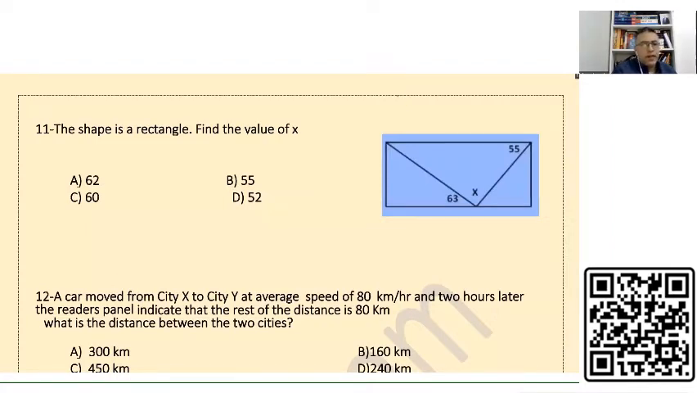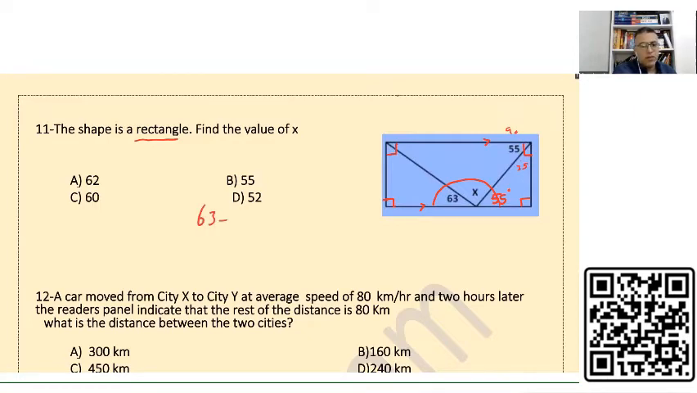Regarding question number 11, the given shape is a rectangle and I'm looking for the value of x. The fact that the given shape is a rectangle is useful for us, since each angle is equal to 90 degrees. So I know that this angle adds up to 180. If you use the parallel lines, you can figure out that this angle is 55 by alternate angles. But if you want to figure out this angle first and then figure out this other angle, or use the parallel lines, it's up to you.